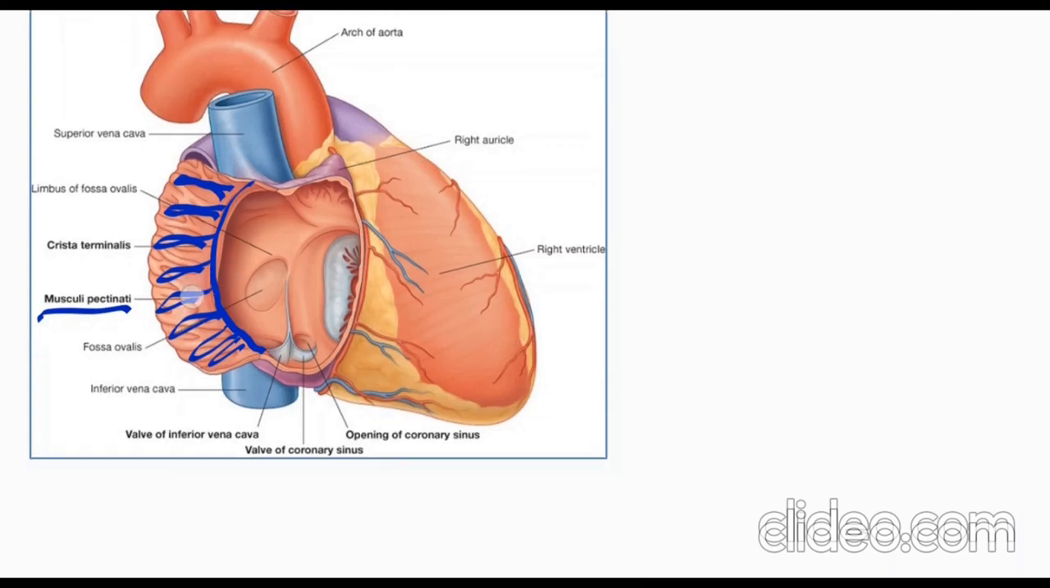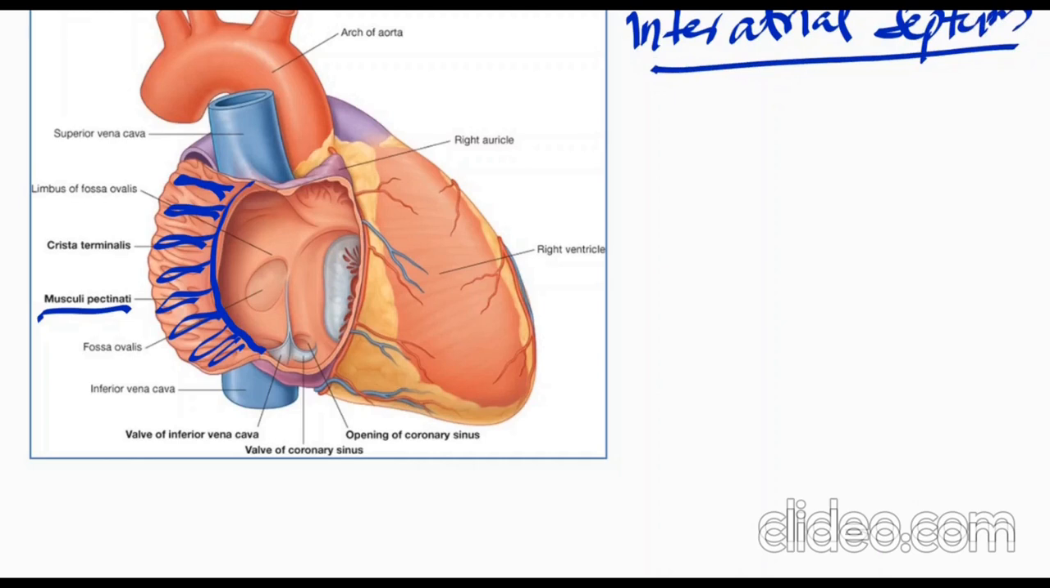Now between the right atrium and left atrium there is the interatrial septum. For example, if we draw a diagram like this, we have the right atrium here and this is the left atrium. So this is the interatrial septum, present between the right atrium and the left atrium.